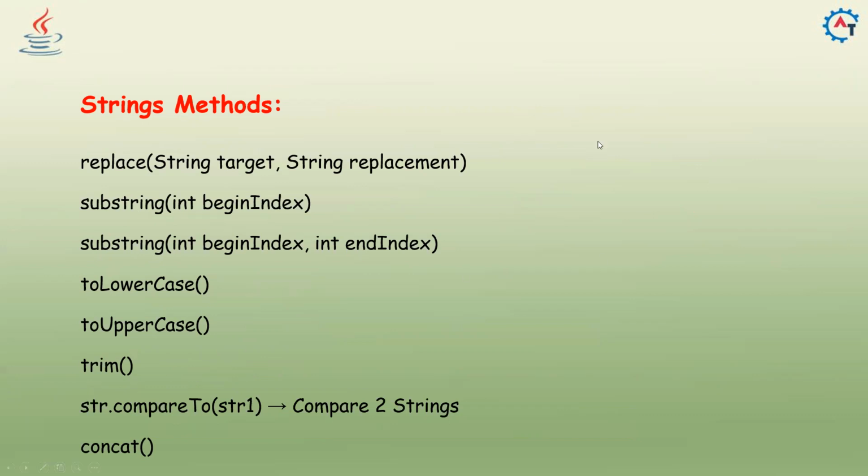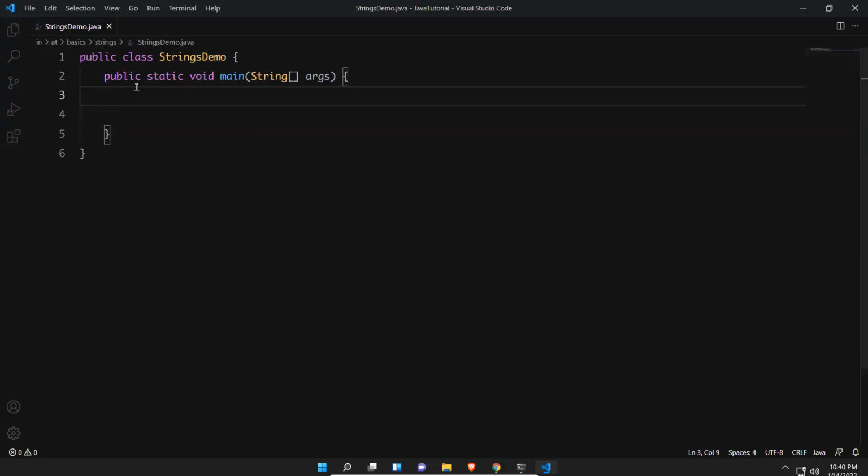But in this video, we will see what a string is, how to create a string, and how it works internally. By taking one example, we'll understand all these things. Let me go to Visual Studio Code. I have created one class called StringsDemo.